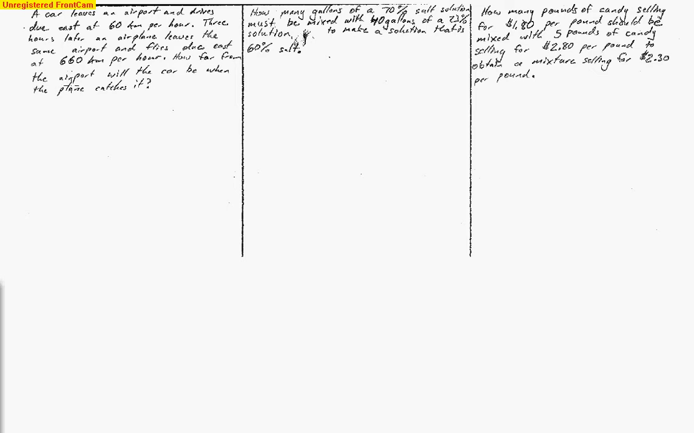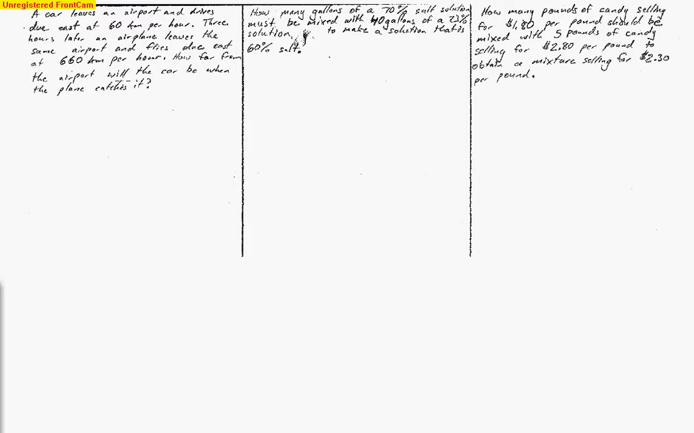It talks about a car leaving an airport, drives due east at 60 kilometers an hour, and then 3 hours later an airplane leaves the same airport, flies the same direction, due east, at a much faster rate of 660 kilometers an hour, and how far from the airport will the car be overtaken by the plane, or when will the plane catch the car?